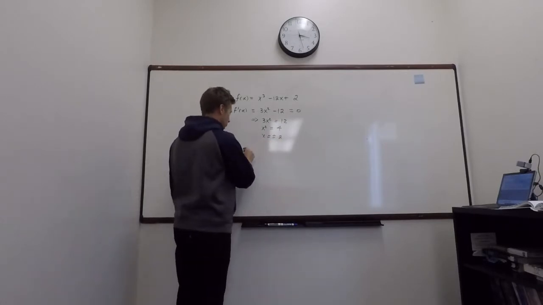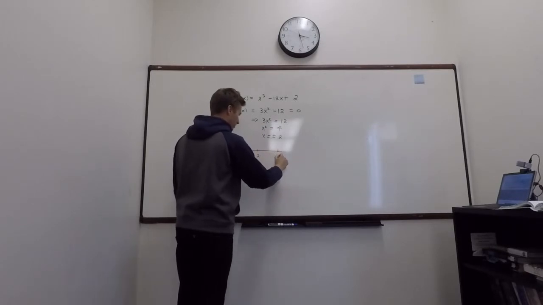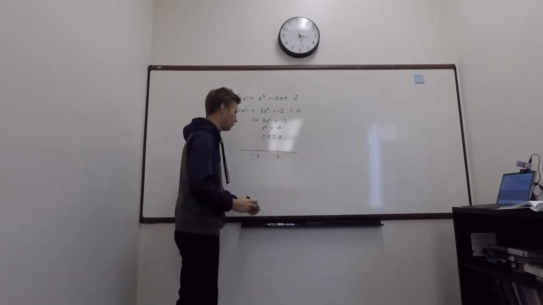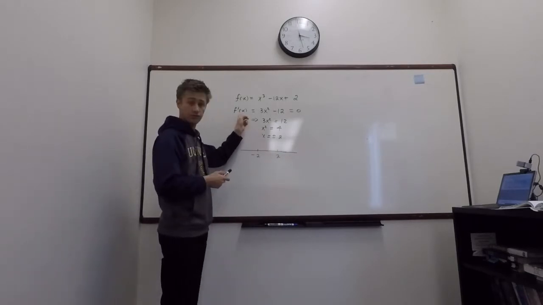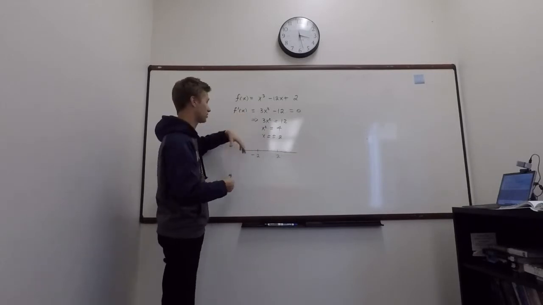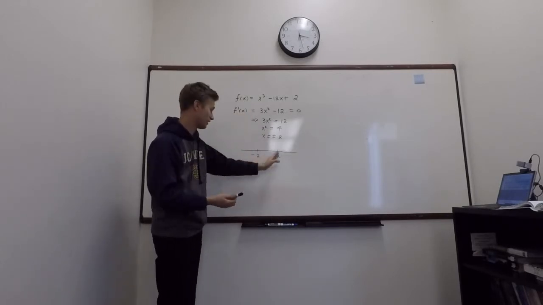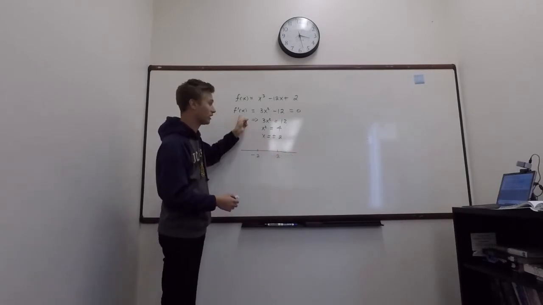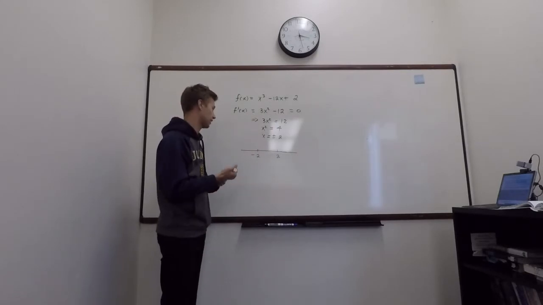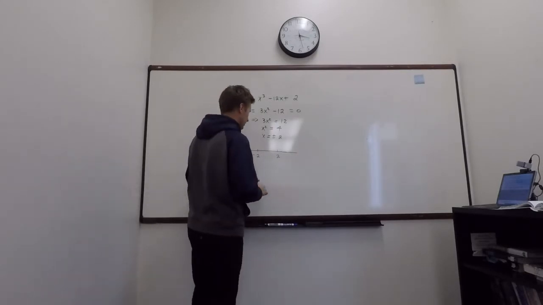And now what we do is we draw a number line. We put both of those values on this number line. And what we do now is we check the sign, positive or negative, of the derivative. We want to check if f prime is positive or negative on these intervals. So choose a value inside each interval and plug it into f prime. Okay, so let's do that.